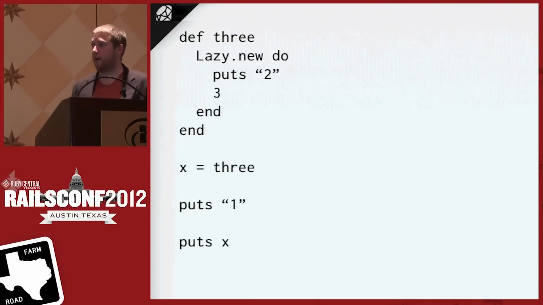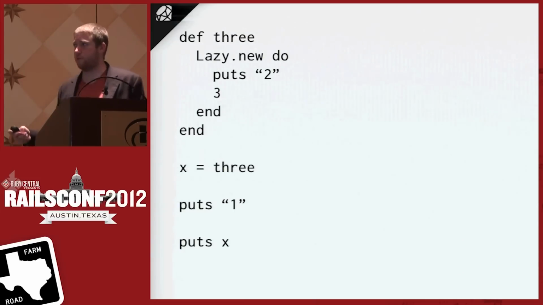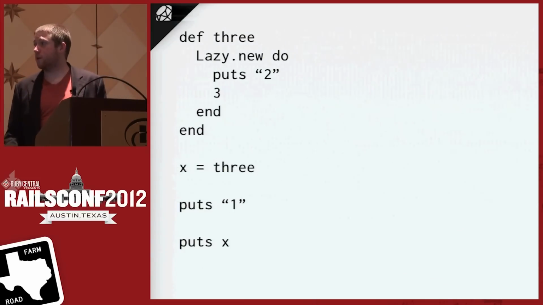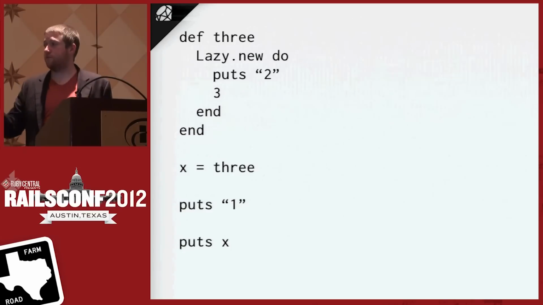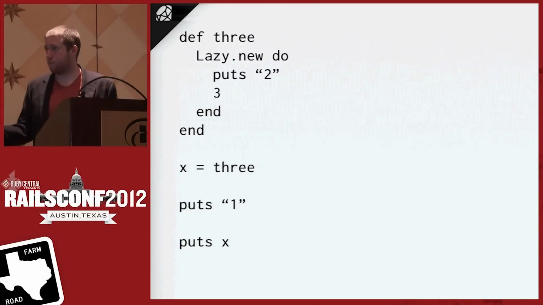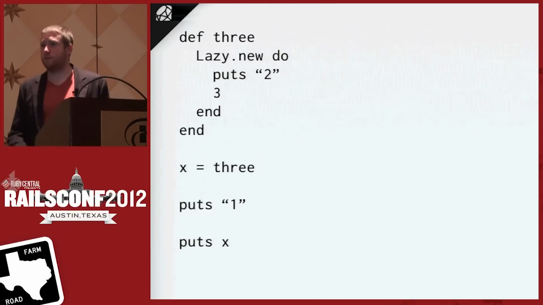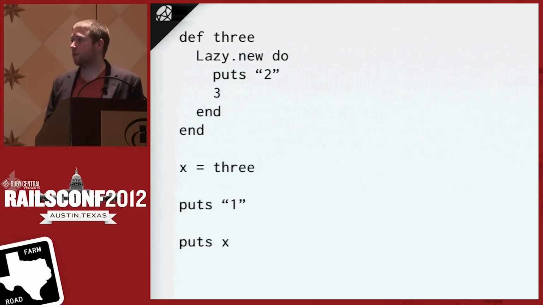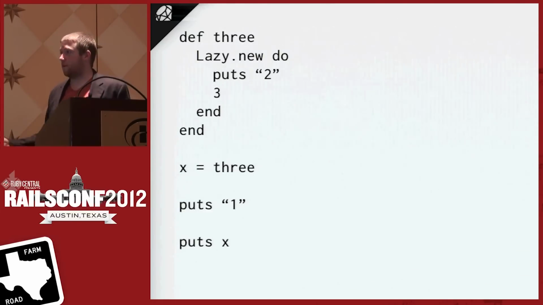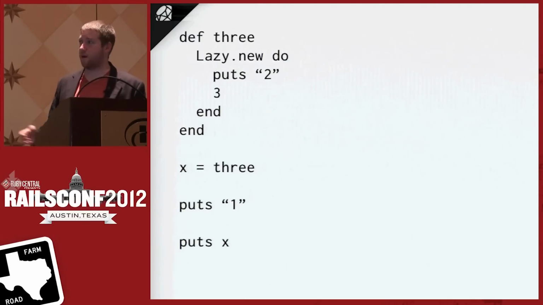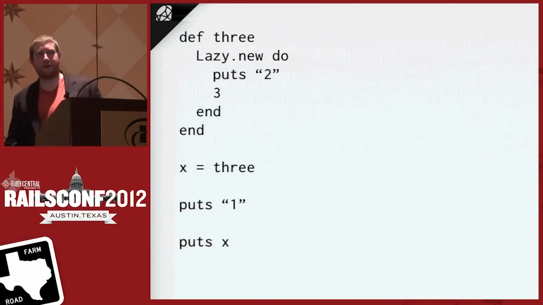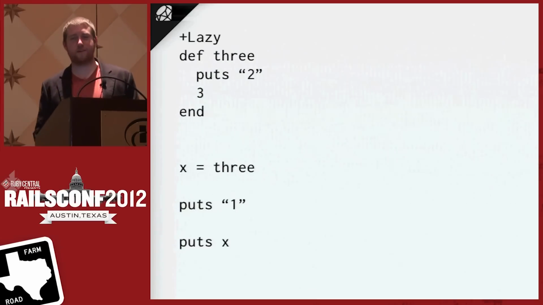We have this method 3 that lazily prints out the number 2 and returns 3. We run method 3 and assign its result to x. We print 1, and then we print x. And so this will actually print out 1, 2, 3, because of the lazy evaluation. So when we assign x to 3, x is actually going to be this lazy block. And then at the bottom, when we try to print x, the block runs, printing 2 and then returning 3, which then gets printed by the last line. If you're paying close attention, you realize lazy could just be a decorator.